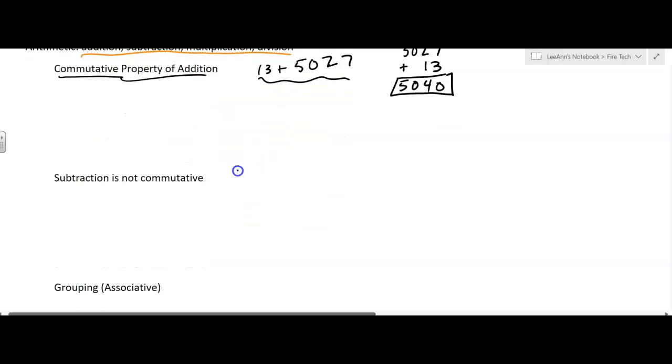Like if I have 13 minus 5,027, that is not the same thing as 5,027 minus 13. Think about your checkbook. Like on the right, you're saying, I have $5,027 in my account, and I'm going to subtract 13. That's way different than if you have $13 in your account and you're subtracting 5,027. Okay, so you can talk to your bank on that, but that's completely different.